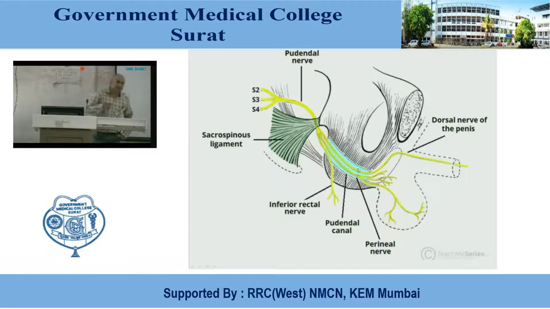The pudendal nerve, as you know, is a branch from the sacral plexus, and it traverses the pudendal canal. It enters the perineum by passing through the lesser sciatic foramen, and within the pudendal canal it divides into two terminal branches, the dorsal nerve of penis and the perineal nerve. Before doing so, it gives one branch, the inferior rectal nerve. So the dorsal nerve of penis and the perineal nerve are the two terminal branches, and before that it gives the inferior rectal nerve.